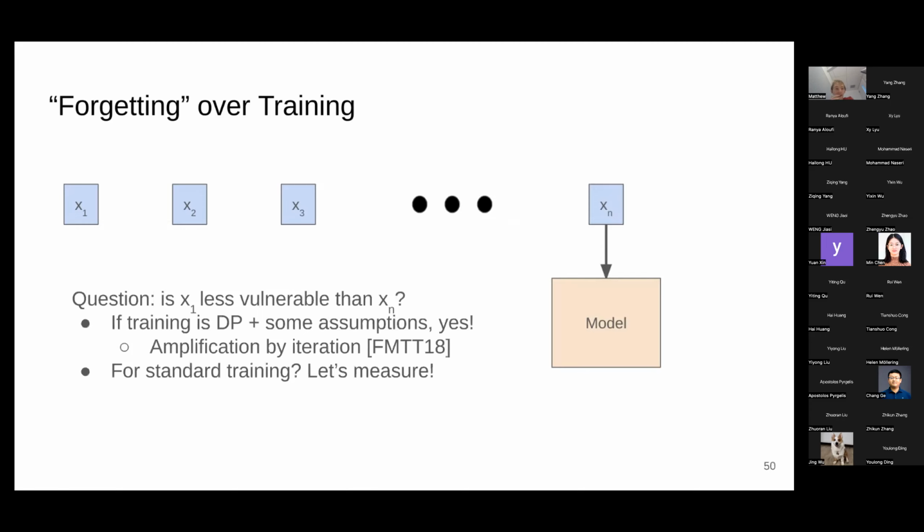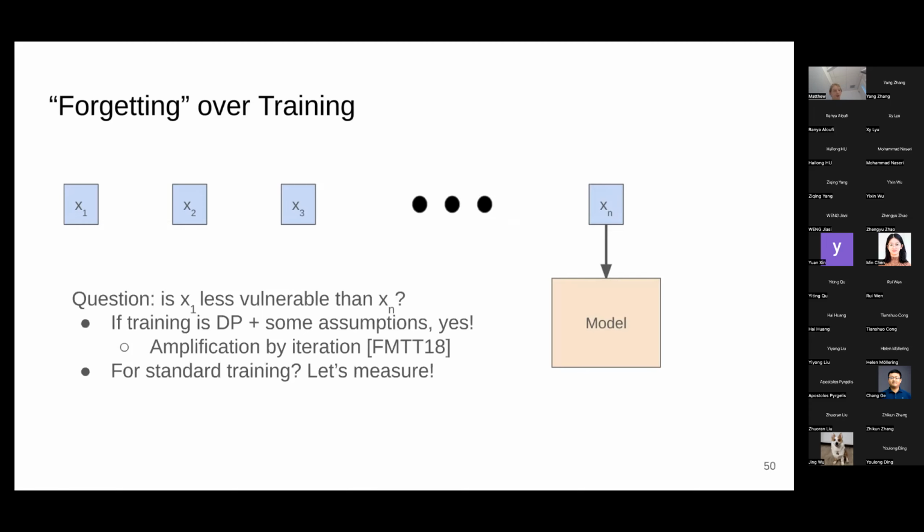And it turns out that if your training algorithm is differentially private and you add some other assumptions on the model, then this is provably the case. X1 is provably more private, has a lower differential privacy epsilon than Xn. This is a result known as amplification by iteration, and it's a very cool result. But the thing is, not all models are being trained with differential privacy, and not all of them satisfy these assumptions, which include convexity. And basically all deep learning is non-convex.